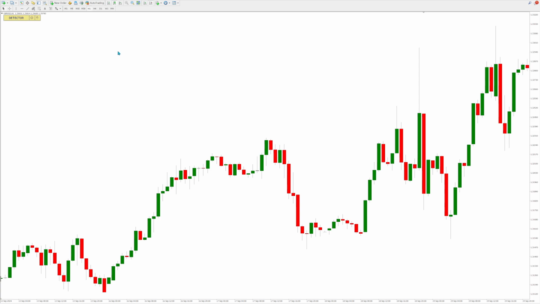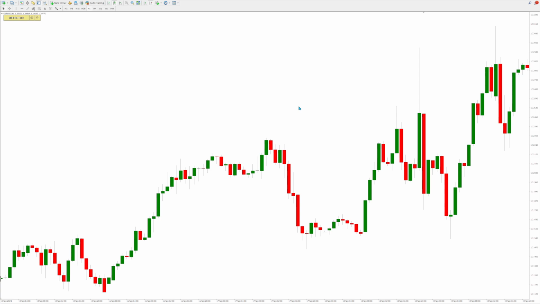Keep in mind, this is a 1 hour chart. This is the pound dollar, the GU 1 hour chart. I'm using the MT4 trading platform. You can find these candlestick patterns on any trading instrument: Forex, crypto, stocks, commodities, indices, etc. Any chart time frame: 1 minute, 5 minute, 15 minute, 1 hour, 4 hour, daily, weekly, monthly. It just depends on your own preferences.